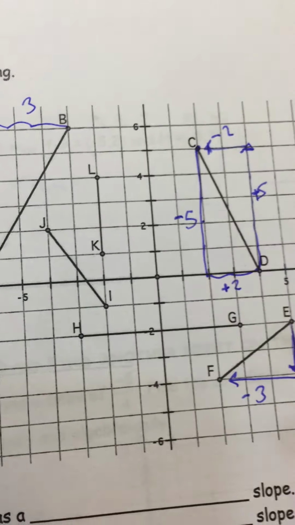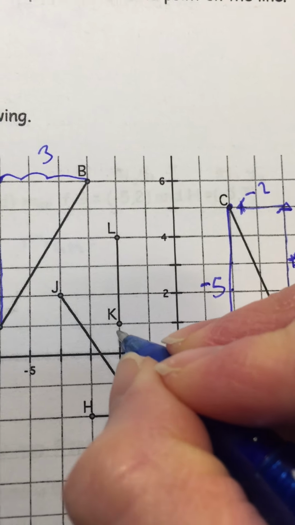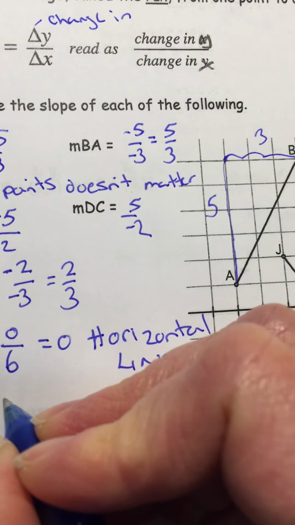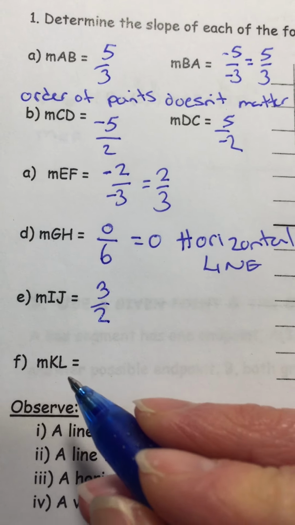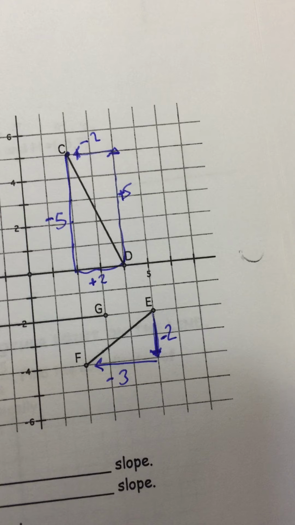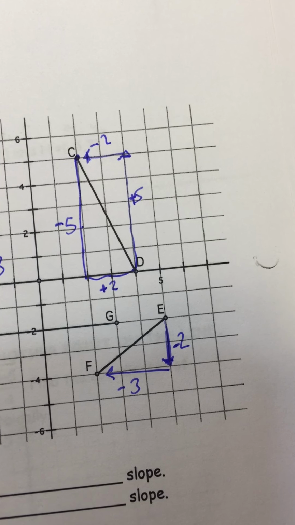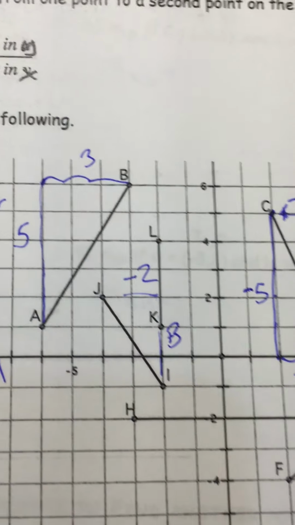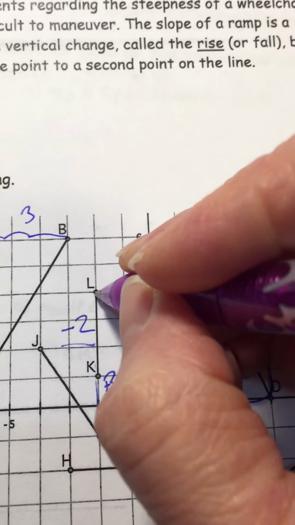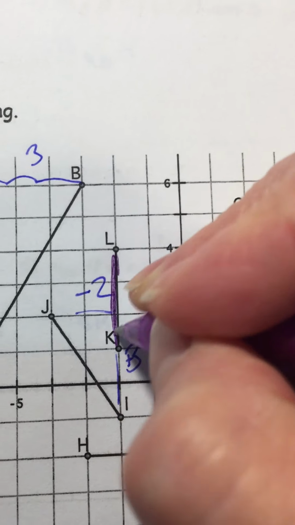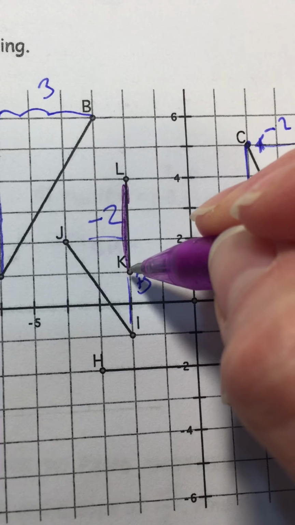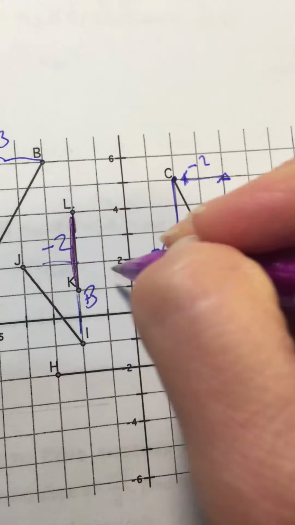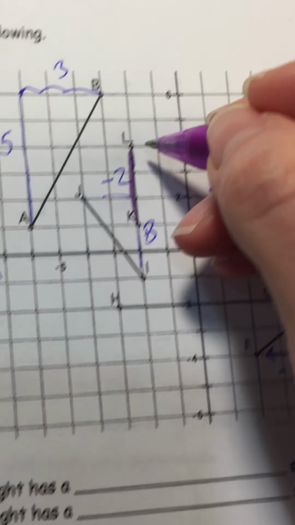Okay, slope of IJ. IJ is here. I'm going to rise 1, 2, 3 in the positive direction, and I'm going to run -2. So 3 over -2. And then the last one is the slope of KL. Where is KL? Ah, here it is. It's hard to see with all my writing. Let me get it with a pen. I see it here. Okay, KL. Oh, KL is interesting. I rise 1, 2, 3. But I do not run either way. That's a vertical line.